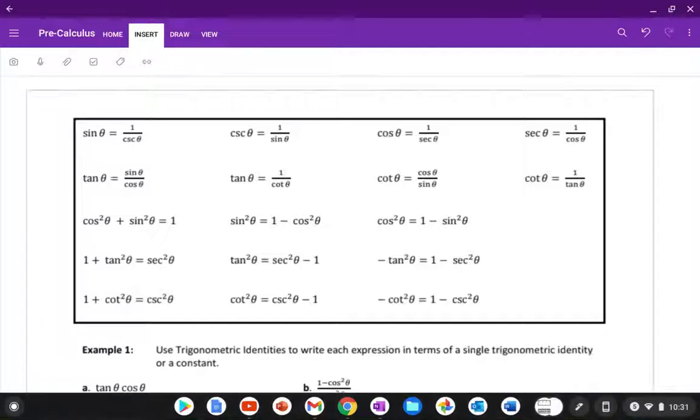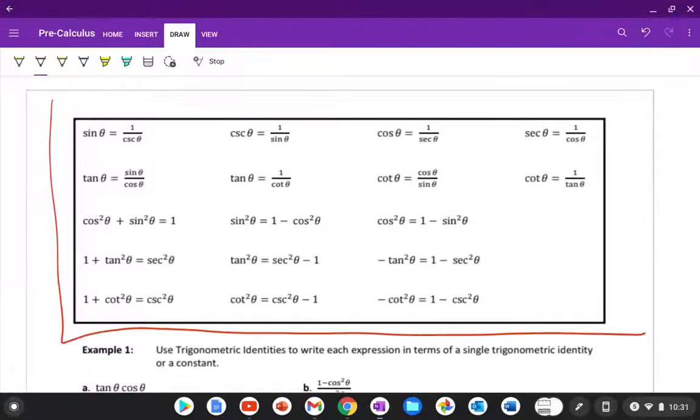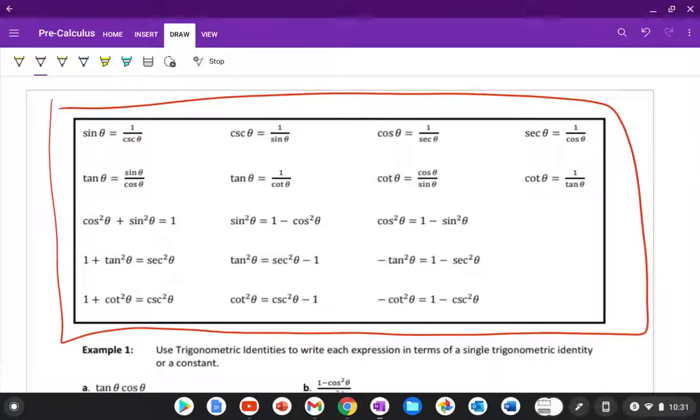Hey everyone, in this video we're going to be continuing our foray into trig identities and simplifying these trig identities. So very similar to the last video and the Delta Math assignment that you did, except just a few minor differences, but we're going to be using the same formulas. And I'm going to go ahead and upload this table here on Google Classroom along with this assignment so you can use this for reference.